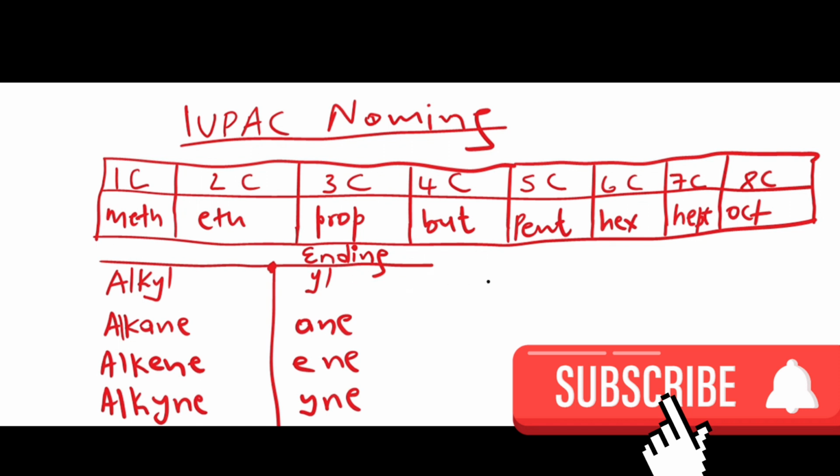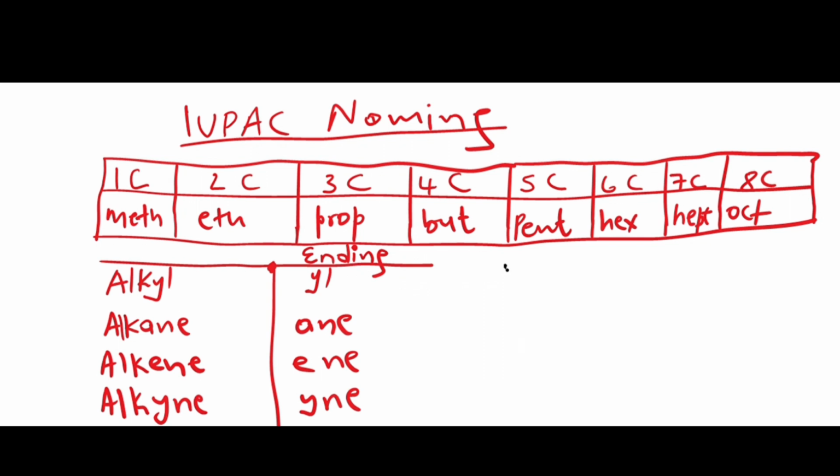For example, let's talk about butane. This compound has 4 carbon atoms in this longest chain. So there are 4 carbon atoms because but means 4, right?